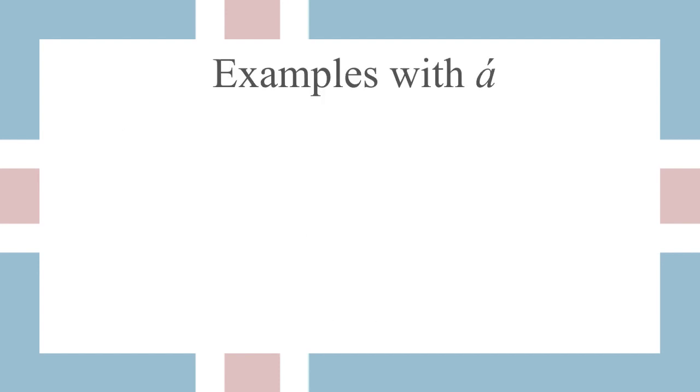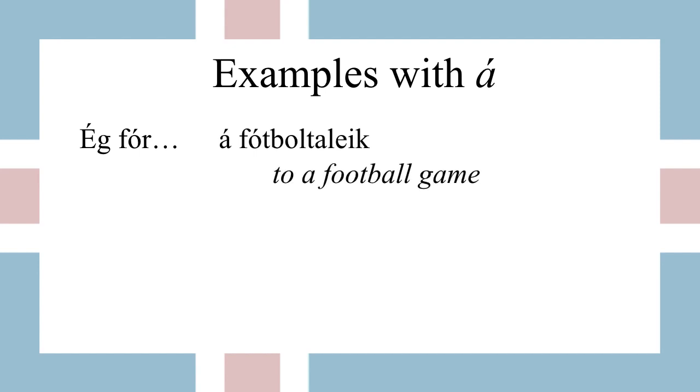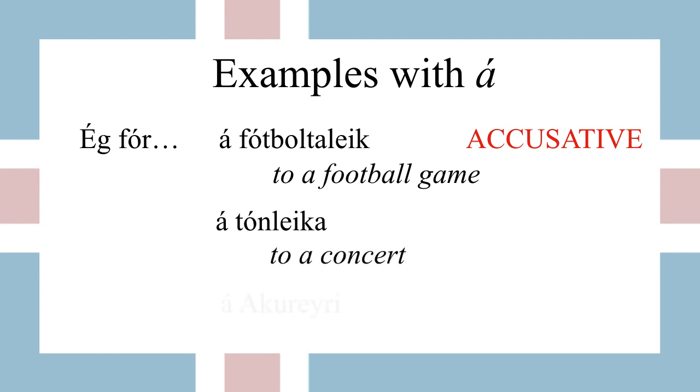Let's look at some examples with á. You say, for example, ég fór á fótboltaleik. I went to a football game, and that's the accusative. There's no real reason why they use á. It doesn't actually connect very much with the meaning on, but that's just how you talk about football games. You might also say, ég fór á tónleika. I went to a concert. Or ég fór á Akureyri. I went to Akureyri, the city. And like I said, some cities you use í, some you use á, and some you use til.